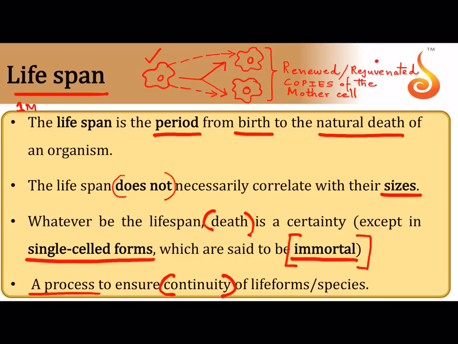So, there should be a process which makes sure that organisms continue to stay on this planet. What is that process? Yes, you're right. This process is referred to as reproduction. And this process of reproduction ensures continuity of life forms or continuity of species. Clear to all of you?